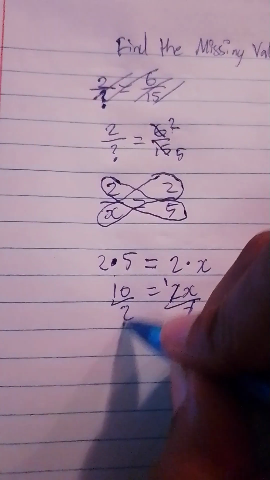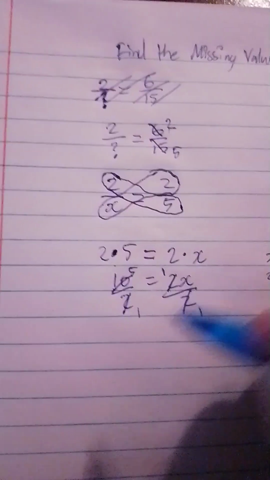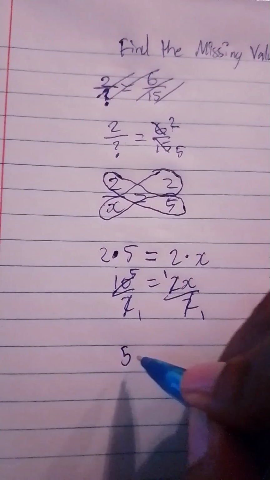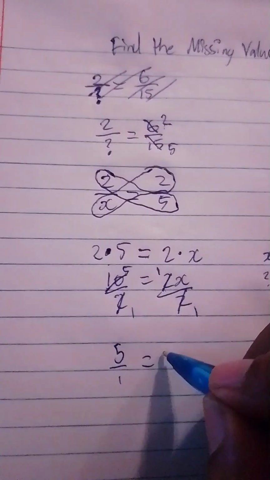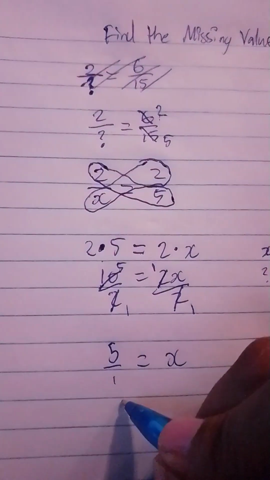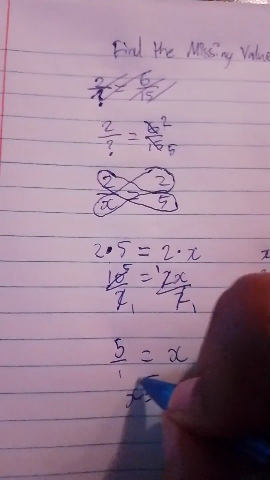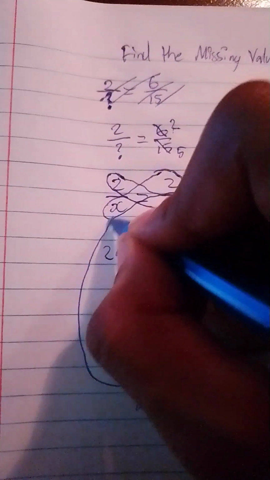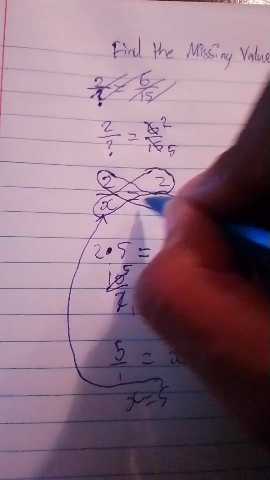So 2 goes into itself once, and 2 goes into 10 5 times. So now my new answer is 5 over 1, which is the same thing as just 5 by itself, and x. So x is equal to 5. Now if I put 5 all the way back up here, it would make sense: 2 over 5 is equal to 2 over 5.